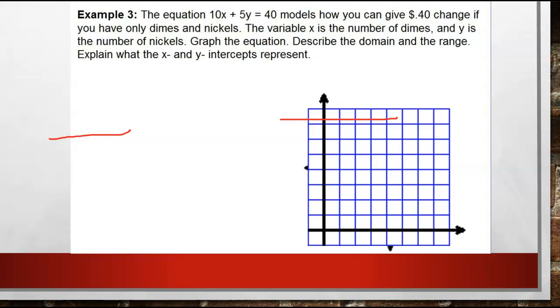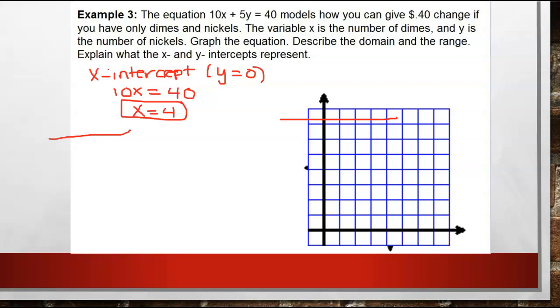So let's start with our intercepts. So let's start with the x-intercept. So recall the x-intercept happens when y is 0. So in order to find the x-intercept, we're going to put 0 in for y, solve for x. So when y is 0, x is 4. So that's the point over here on my graph, 4, 0.